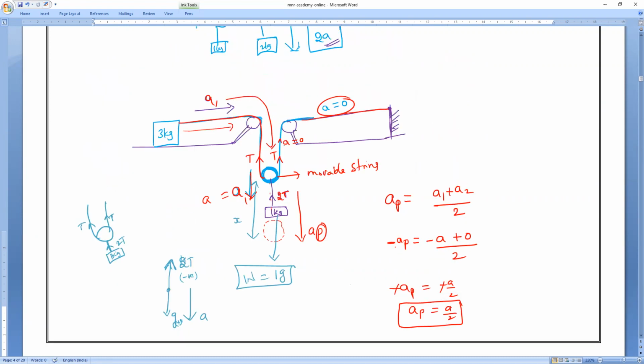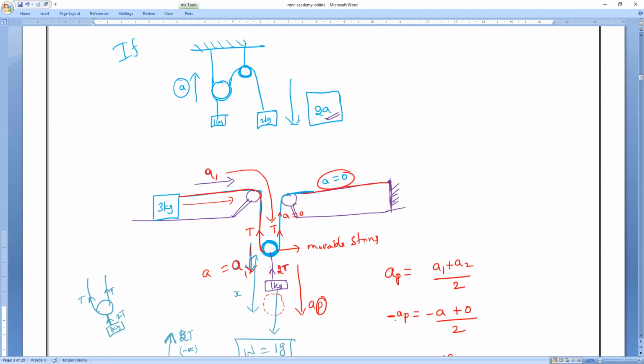Then the second body. Observe very carefully. If this body goes with acceleration A downwards, then what about the acceleration of the other body? Because two parts are going. If this body moves x meters downward, then this 3 kg body needs to travel how many meters, x or 2x? 2x meters, because both lengths have to be stretched. Because on this side there is no acceleration. So if this body moves x meters downwards, then this 3 kg object moves 2x meters.